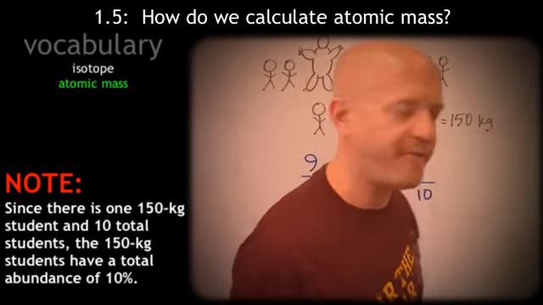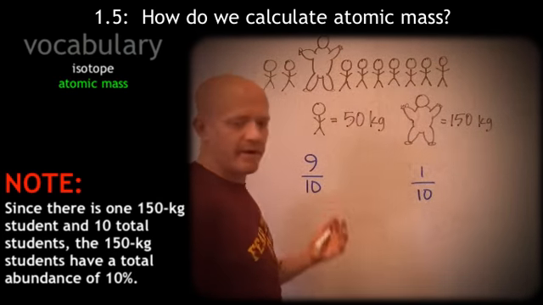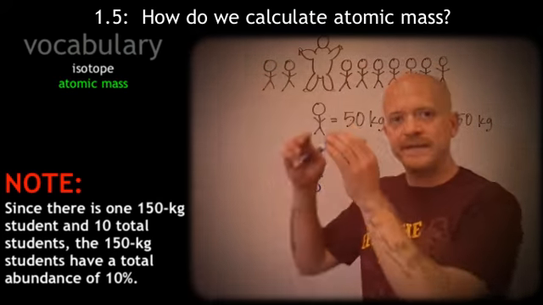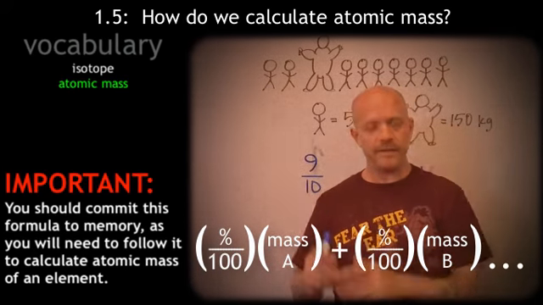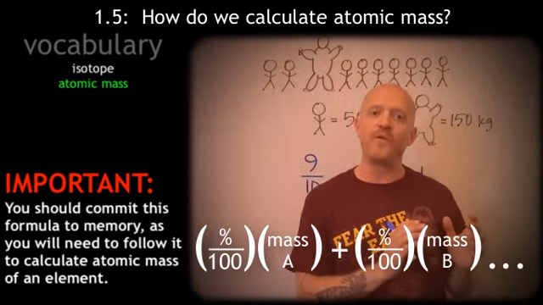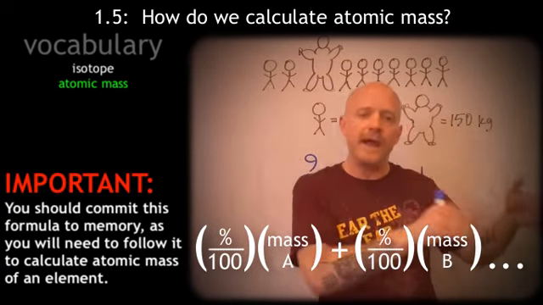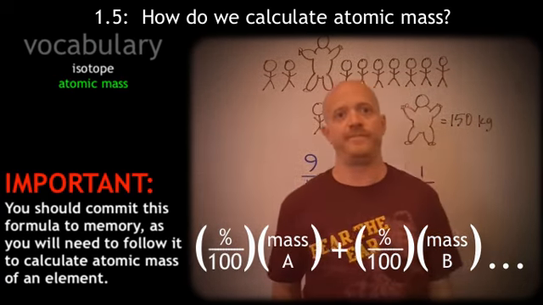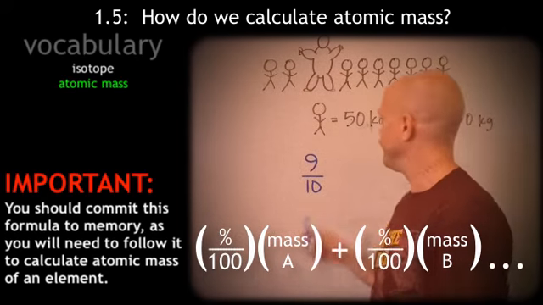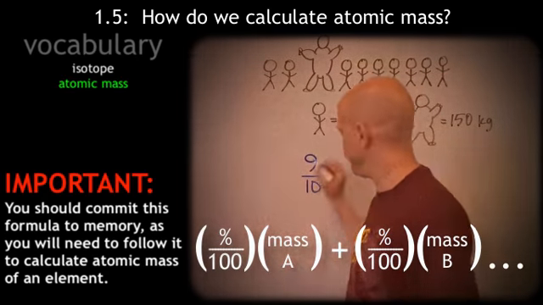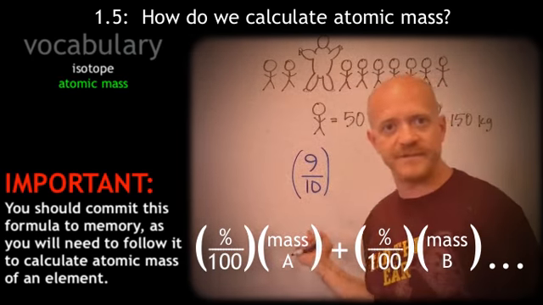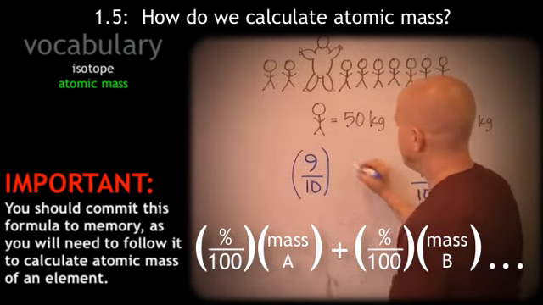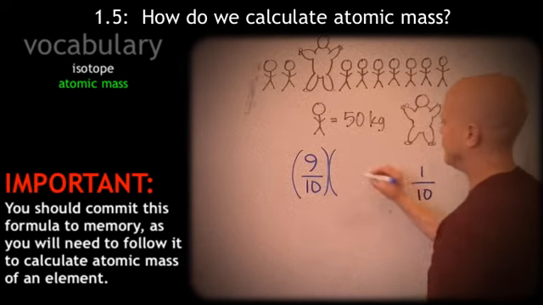So the format for calculating the atomic mass is percent over 100 times the mass of A plus percent over 100 times the mass of B, and so on and so forth for everything. So what does it mean for this? So this is the percentage. In fact, 9 over 10 is the same thing as 90%. So I'm just going to do it like this, times the mass, which is 50.